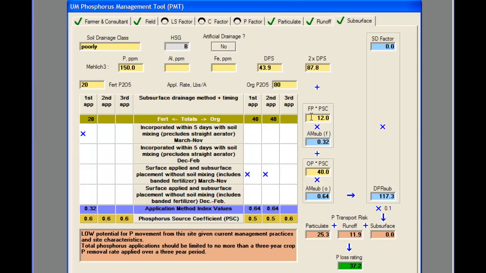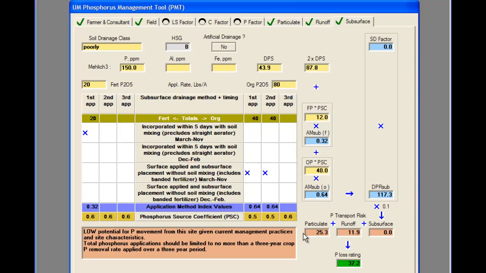As on the runoff page, the P sources are multiplied by their PSC values and application method factors, and the results are added together along with the adjusted DPS to determine the subsurface dissolved P source risk factor. The distance buffer factor from the runoff page is not applied to the subsurface calculation. The subsurface P transport risk is calculated by multiplying the factors on the right side of the screen. Again, if no artificial drainage is present, the subsurface component will be 0.